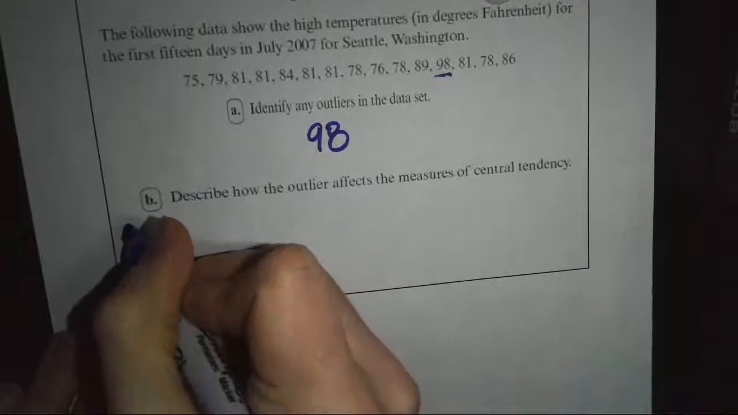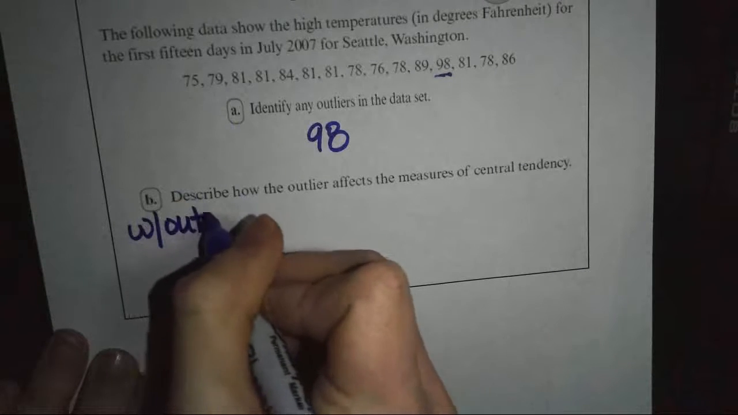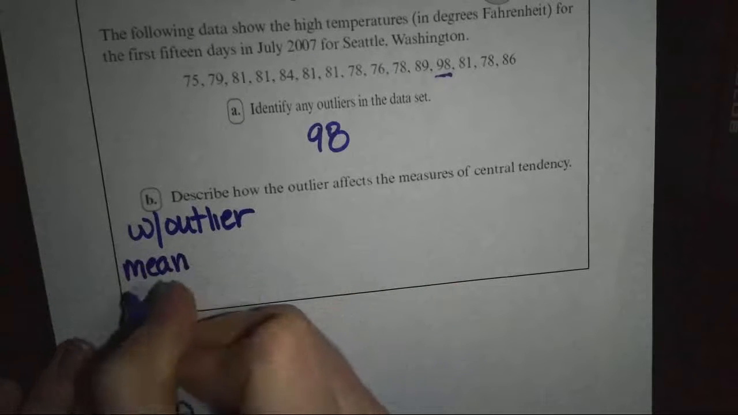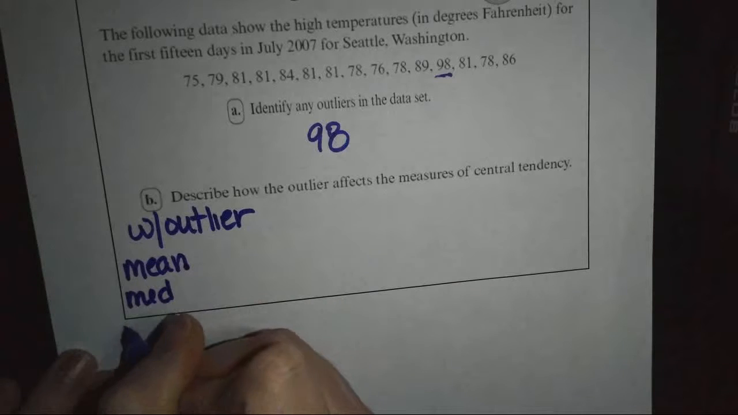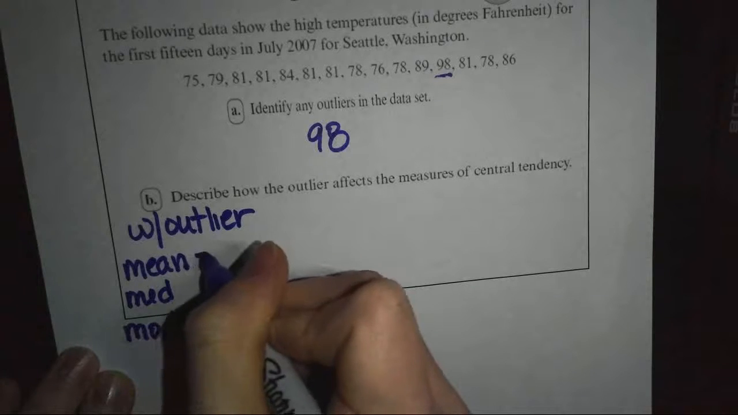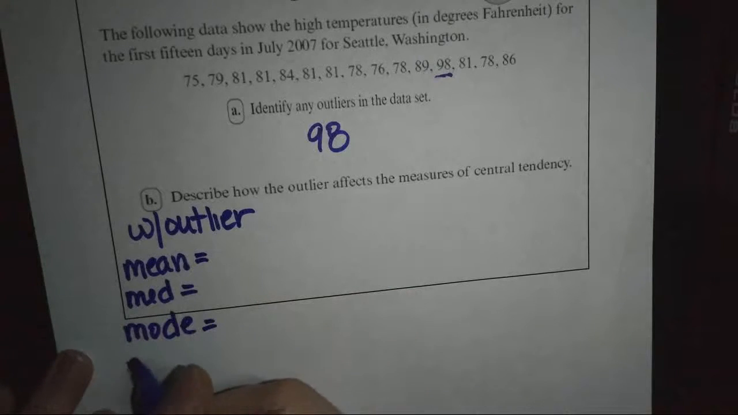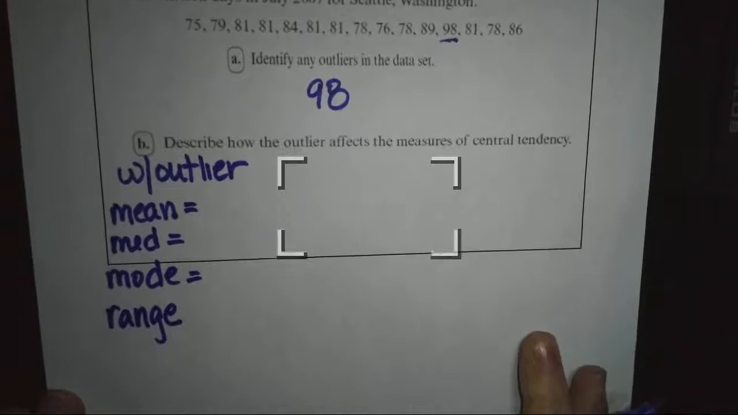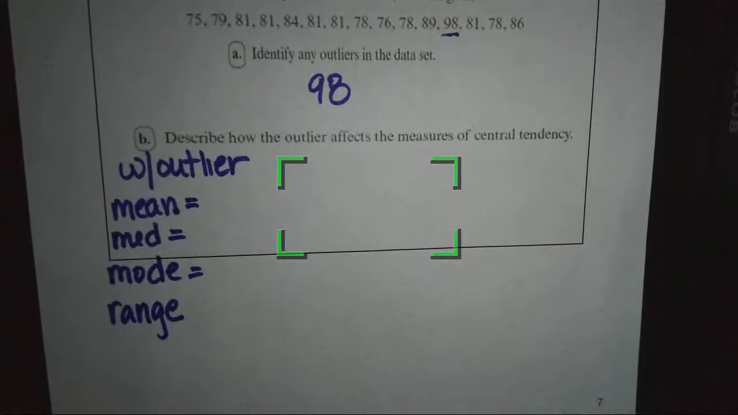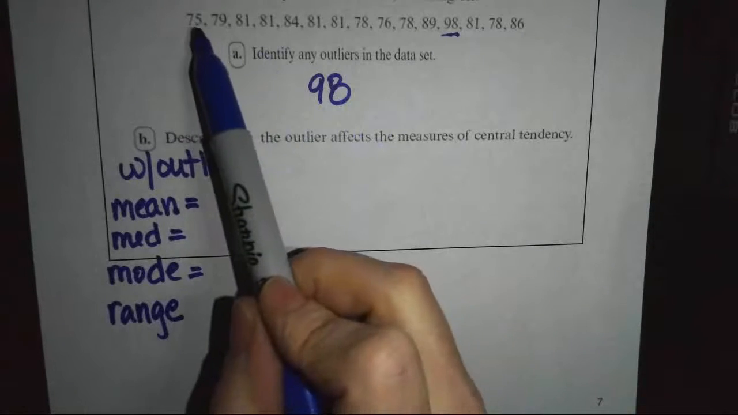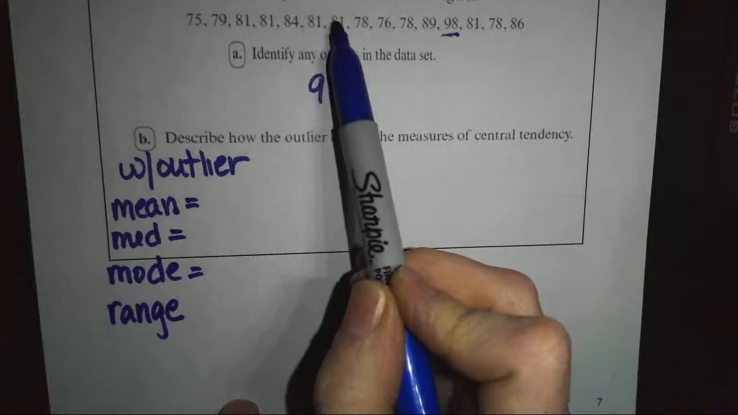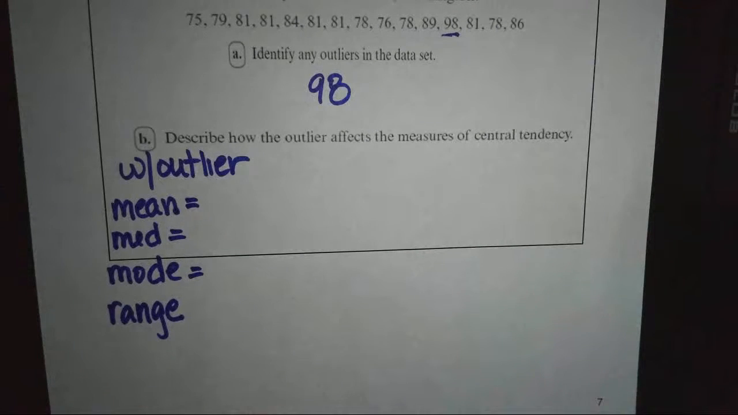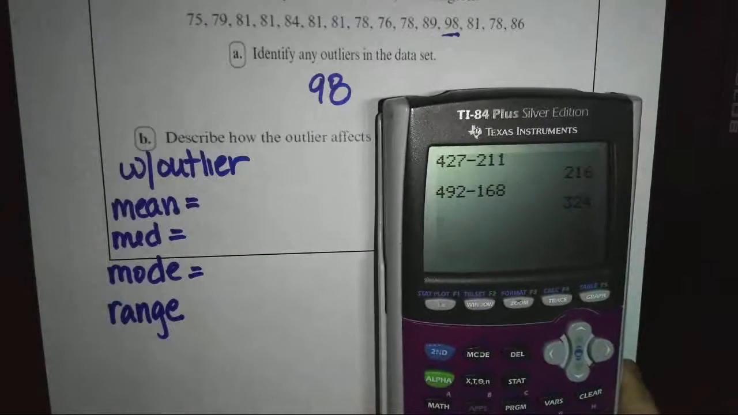All right, so with the outlier, meaning we are going to include the outlier, let's calculate the mean, median, mode, and range for this data set. Okay, so I'm just going to do the mean on my calculator. I've got 15 data values. So I'm going to add all of those up and then divide by 15.